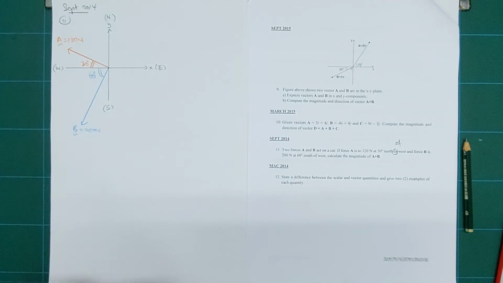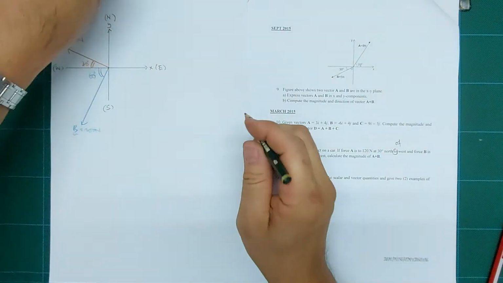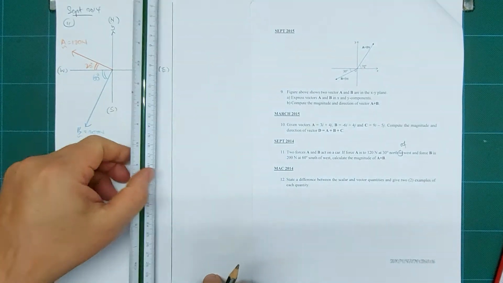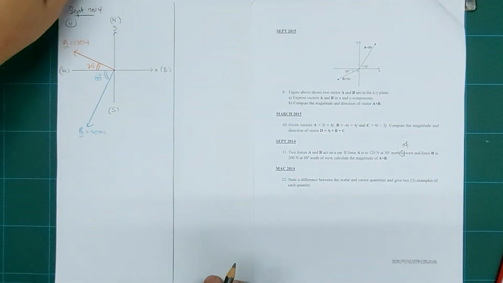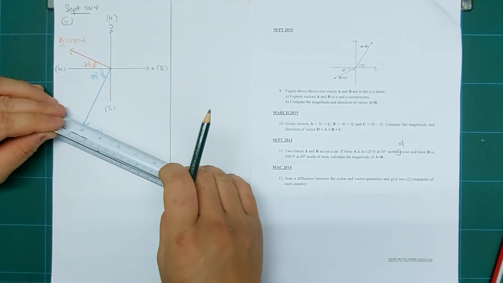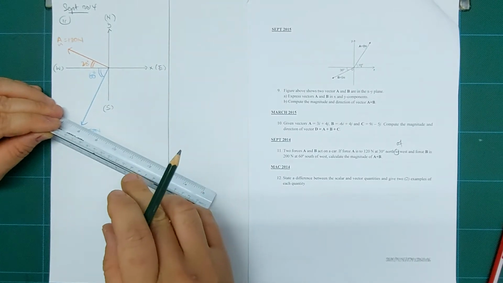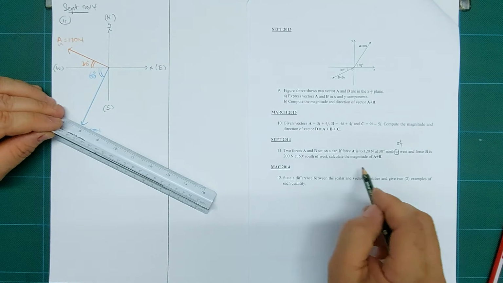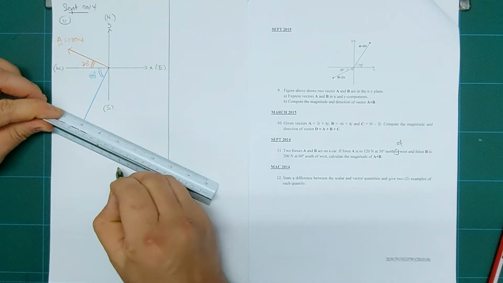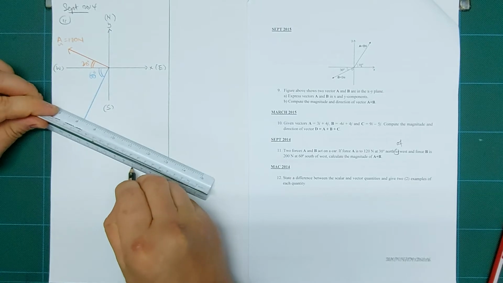Now calculate the magnitude of A plus B. Magnitude only. So in this case, we will try another approach. We can actually use the drawing method. So we want to sum up A with B. Since no direction is needed, right, we actually draw the vector just simply using a normal diagram.